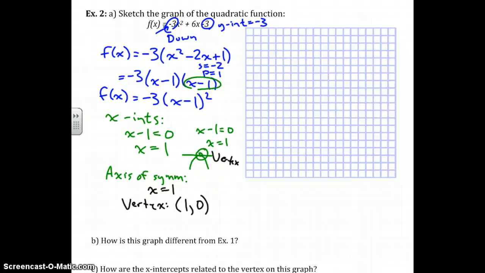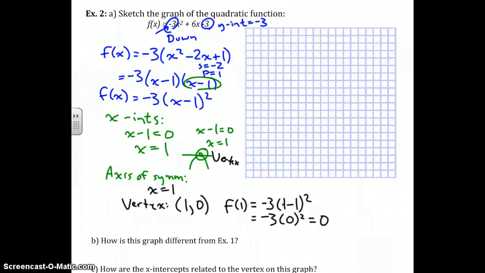If you're not sure about the 0, remember we could sub that into our function. So where did that come from? Well, f of 1 equals negative 3 bracket 1 minus 1 squared. Simplify that: negative 3 times 0 squared, which is just going to be 0. But you don't need to go through that work if you realize that where those two x-intercepts are the same, that's your vertex.